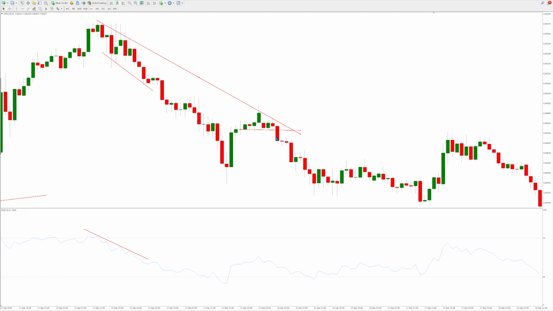It's actually a three inside down pattern as well, which is when you have a bullish candle followed by a bearish candle that is at least 50% of the bullish candle's body, and a third bearish candle that goes below the low of the initial bullish candle. So that's actually a three inside down setup trade as well on the breakout there.